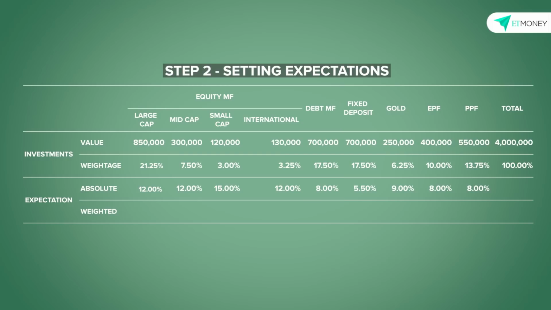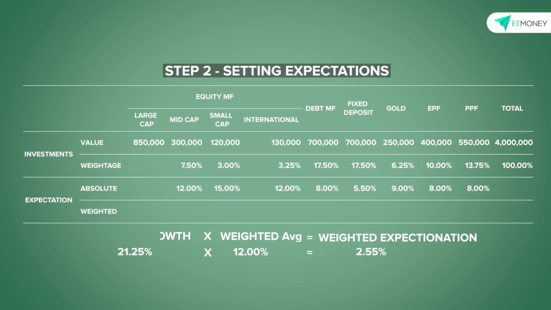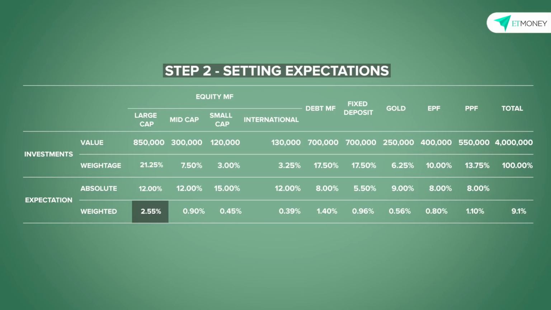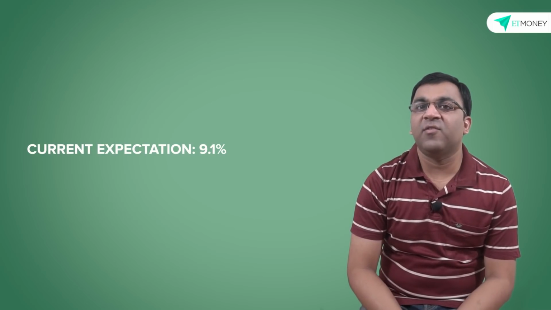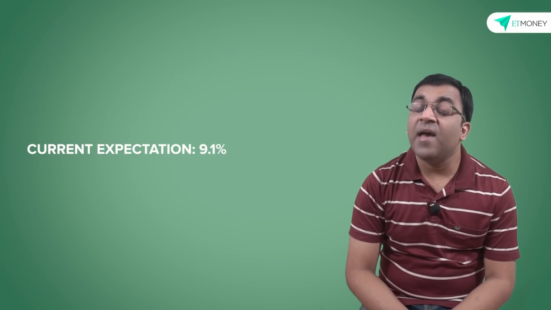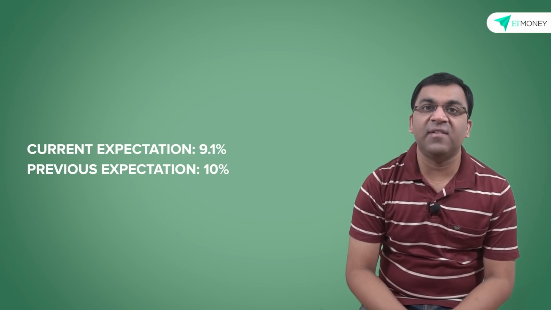We then multiply the expected growth with the asset weightages, so that's 21.25% multiplied by 12% in the case of large cap funds, which gives us a weighted expectation of 2.55%. We do this for the rest, and the total of this gives us the portfolio's weighted expected returns, which totals up to 9.1% in this scenario. So as per the beginning of your year calculations, 9.1% is the growth you're expecting from your portfolio for the year, and not the 10% that you had previously envisaged.